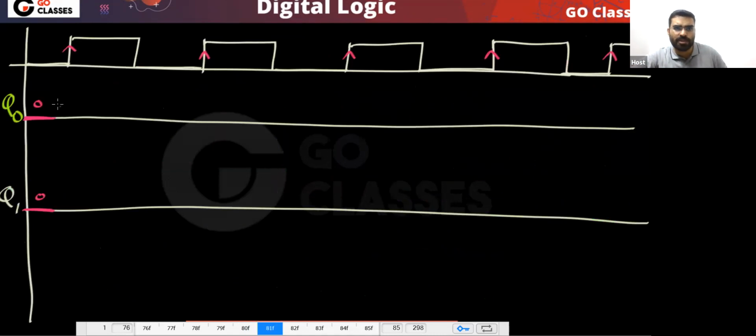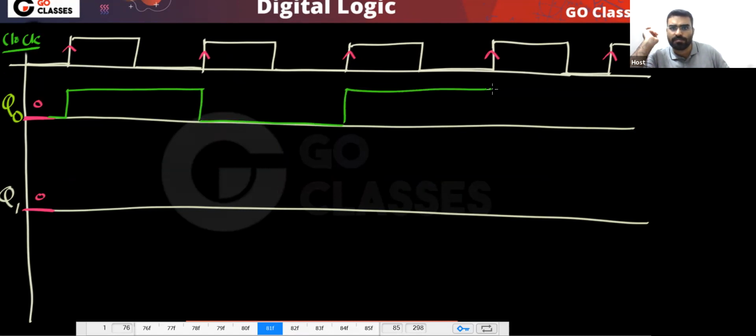Now tell me, initially I am assuming that both Q0 and Q1 are 0, 0. Now you can notice that Q0 will toggle with every rising edge of the clock. This is your clock. So let me write it. With every rising edge, this will toggle.